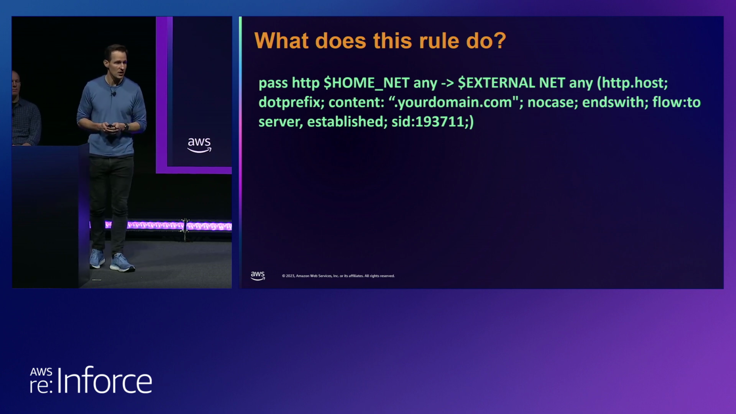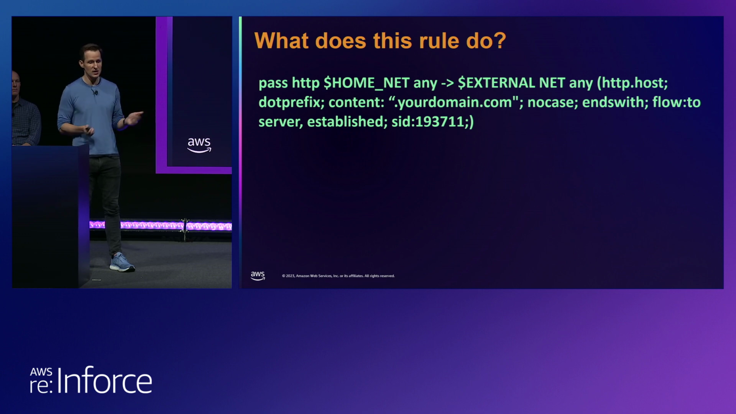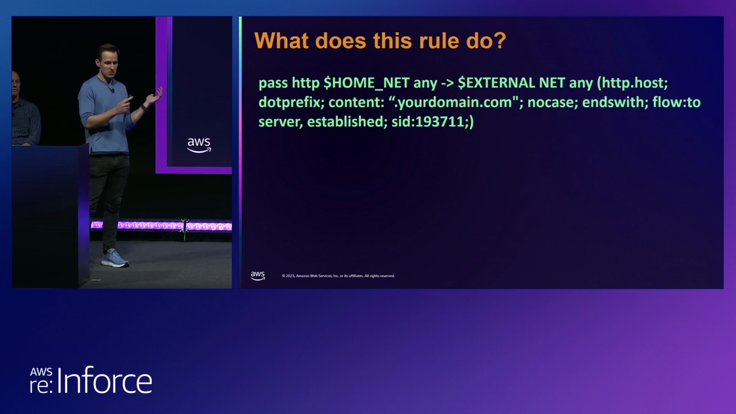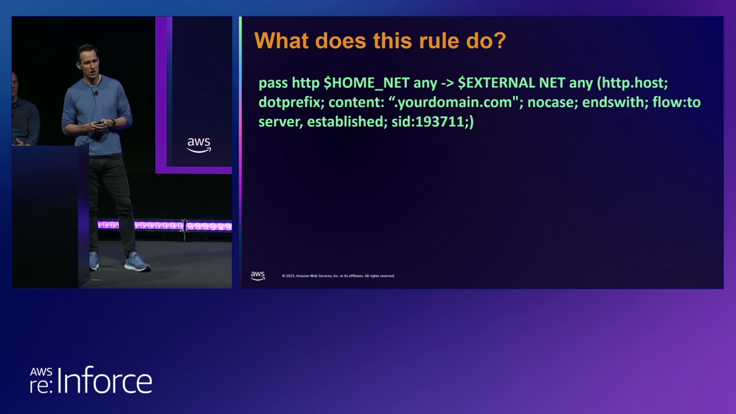And again, it has that no case, so it'll match any case variations, and an ends with. And so these last two rules would be the building blocks for building out a rule that allows just specifically the domains you want to communicate with. And then typically what customers will do in the end is they'll terminate that action with a drop established. So anything not on that allow list will be effectively dropped.